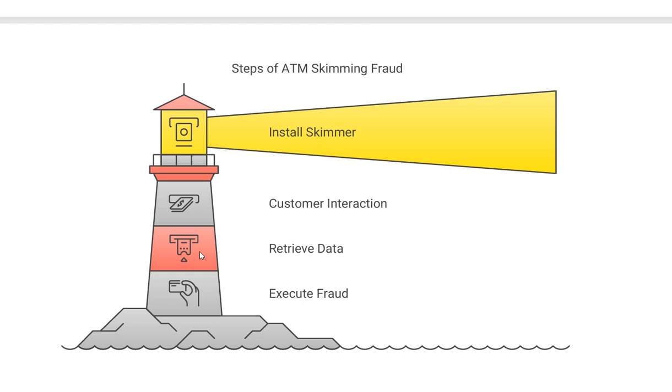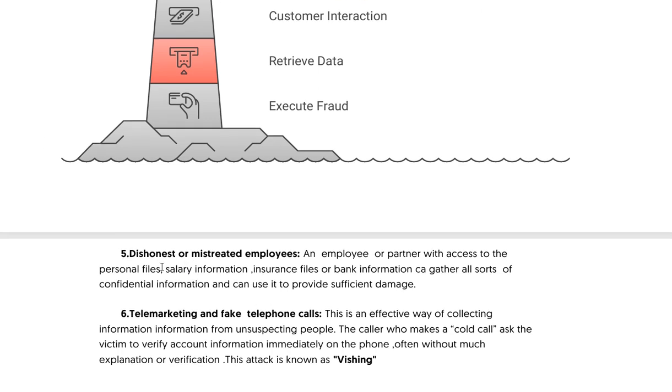So by using the skimming device, the attacker will retrieve the data, and by using all that information he can execute the fraudulent activity. Maybe you have dishonest or mistreated employees. The employee or the partner with access to personal files or salary information, like insurance files or bank information, gathered all sorts of confidential information which can be used to cause sufficient damage.